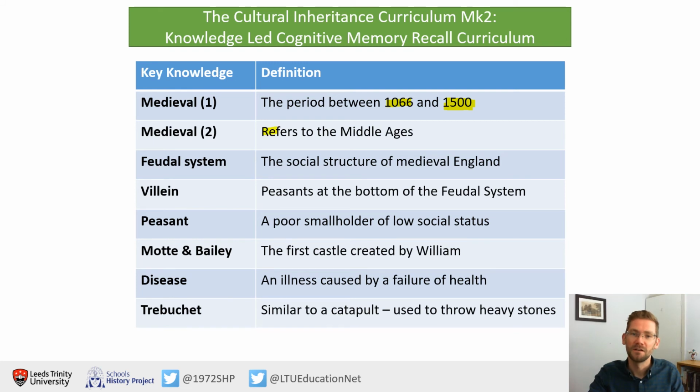Medieval, I love this one. Medieval refers to the Middle Ages. There we go, problem solved. Feudal system, the social structure of medieval England. Oh, so many problems with this. Social structure of medieval England. Number one, it probably wasn't. There's a massive debate around that.